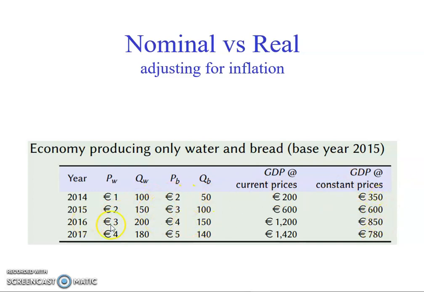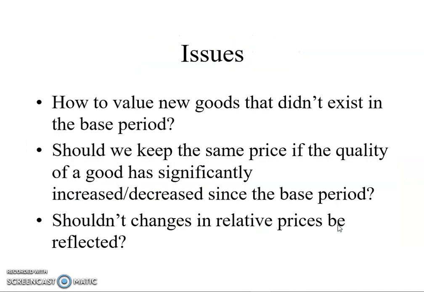I mean for 2016, 200 times 2 plus 150 times 3, which is 850. And for 2017 it is the same. Okay, so this is very easy for nominal and real GDP.